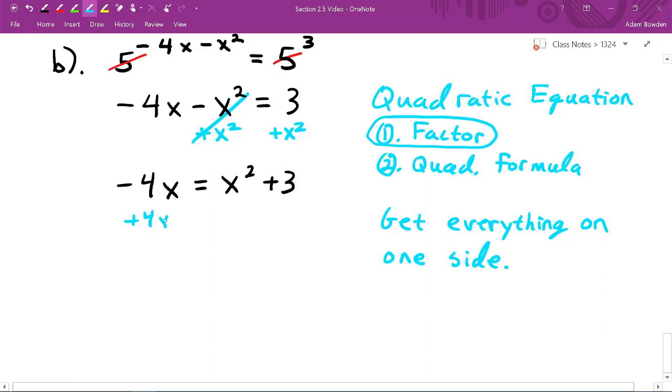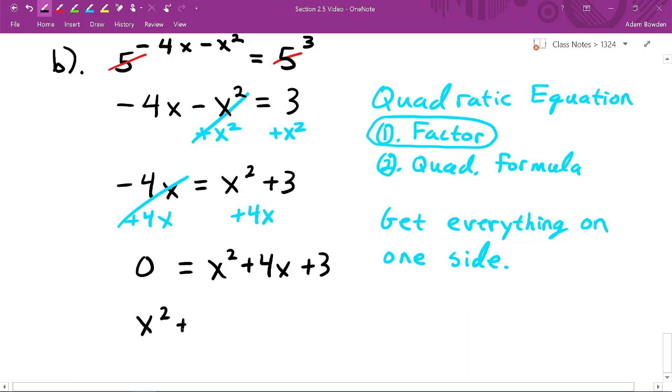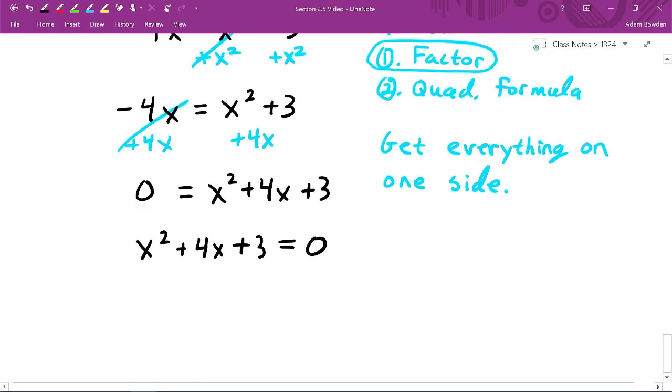Then I went ahead and added the 4x over to both sides, writing it like 0 equals x squared plus 4x plus 3, or we could write it instead as x squared plus 4x plus 3 equal to 0. Now we're all set up for the factoring. If we look at this here and want to factor it, something in parentheses times something in parentheses. In this case, we could take a shortcut to find two numbers that multiply to 3 and add to 4. That would be 1 times 3, and 1 plus 3 is 4. So we'll write down here x plus 3 times x plus 1.